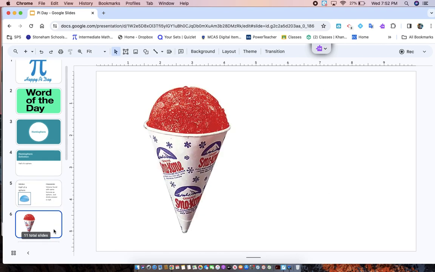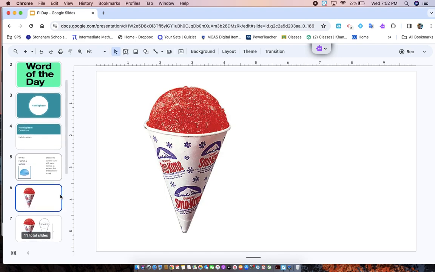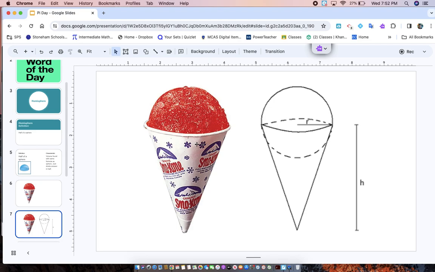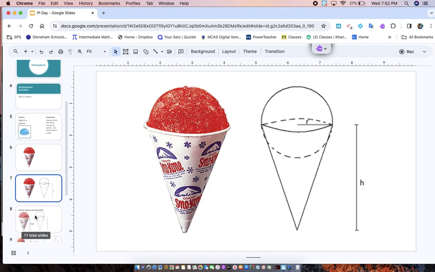Now, on Pi Day, you might enjoy a tasty snow cone to celebrate. And when I have a snow cone with my friends, I like to point out that it's a composite figure of a hemisphere and a cone. My friends say, way to ruin a tasty snack, Drago, right?